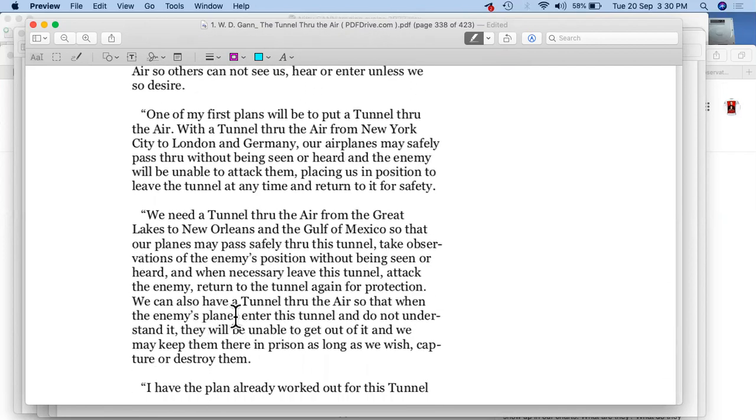We can also have a tunnel through the air so that when the enemy planes enter this tunnel and do not understand it, they will be unable to get out of it, and we may keep them there in prison as long as we wish. Capture or destroy them.